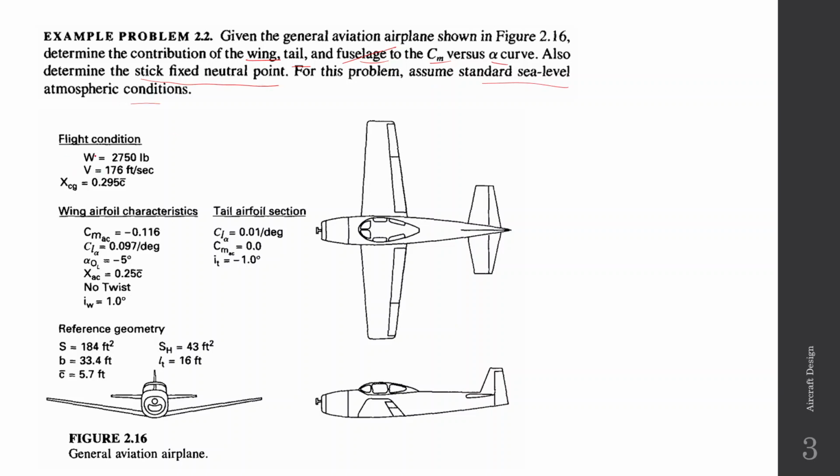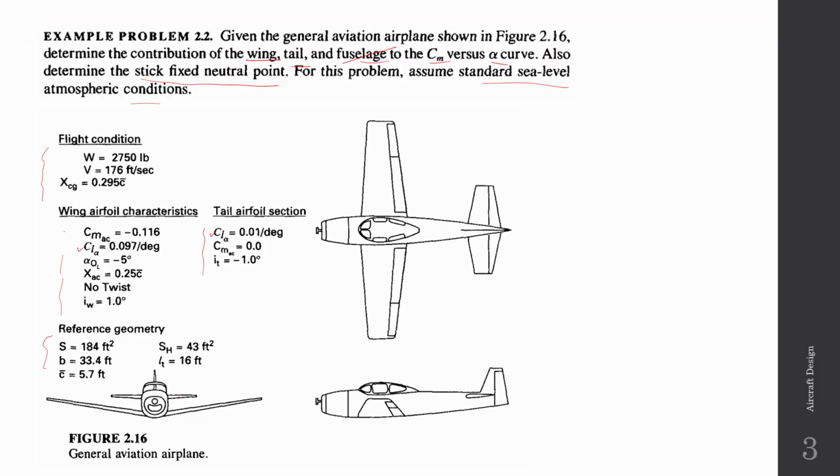So all this data has been given: the weight, the velocity, and the position of the CG. Then we have been given wing airfoil characteristics, and the tail airfoil characteristics, and we have also been given the geometry of the wing. So the first thing that we'll do is find out the aspect ratio and calculate the CL alpha 3D. The numbers which are given for CL alpha for the wing and the tail are CL alpha 2D values. So we'll calculate CL alpha 3D.